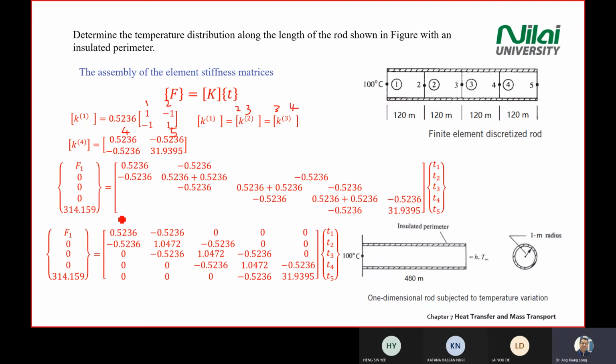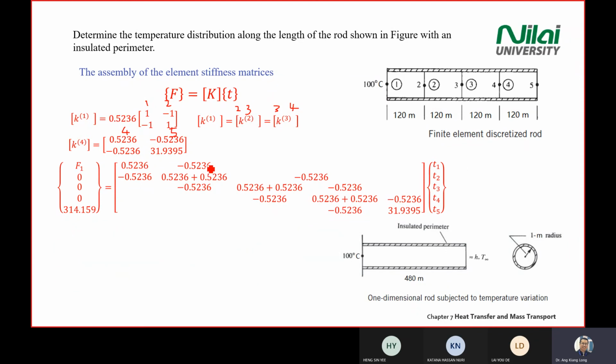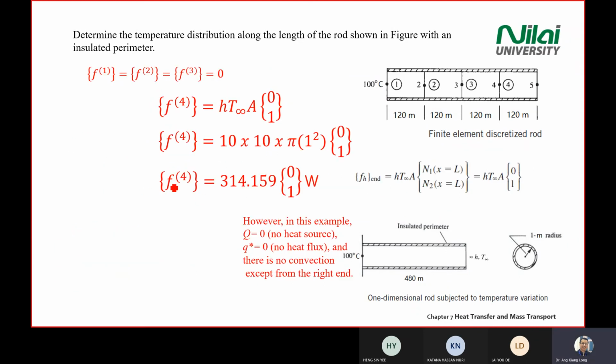All right. So basically it's F equal to Kx. But in this case, we are looking at temperature. So F equal to Kt, temperature. Superimpose the K matrix you already learned since chapter 2. So you should be very skillful in this portion. Force, you look at the force that you find. So in this case, for point number 5, you already have force 314.159. So just now you calculated the force for element 4, this one.